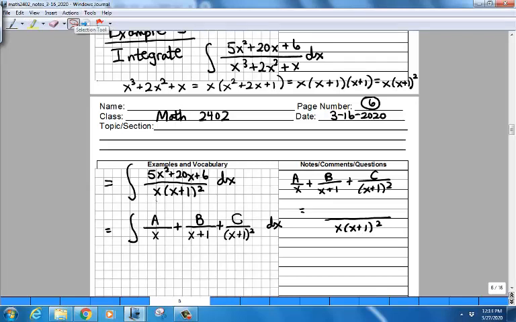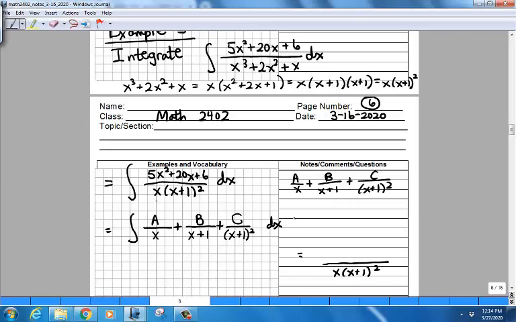Let me move down this fraction to give myself a little bit of room. Again, when I add these three fractions together, I'm going to end up with a single fraction with this common denominator. Of course, that's the common denominator that I want, because that's the denominator of my original integrand here.